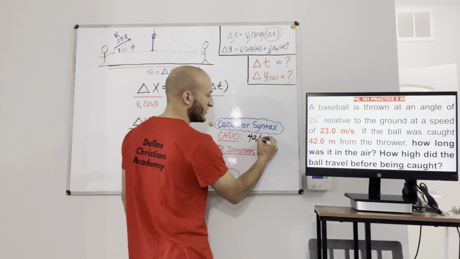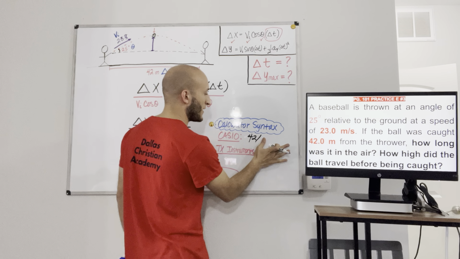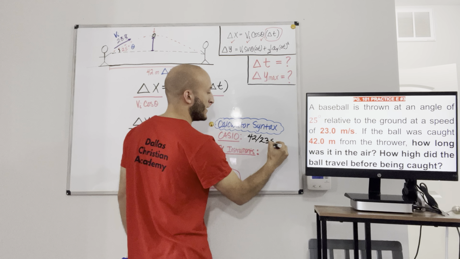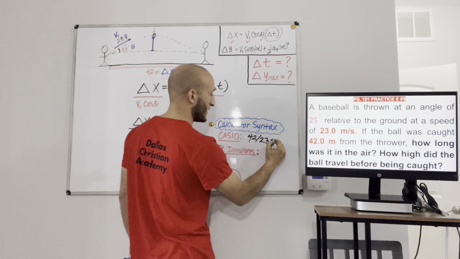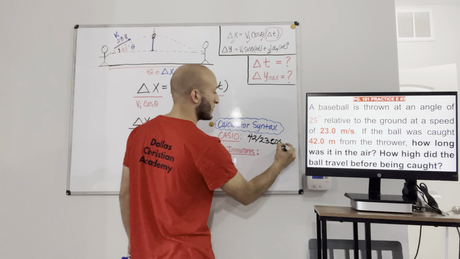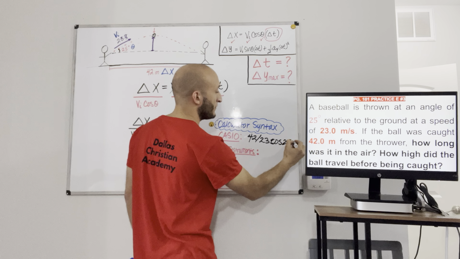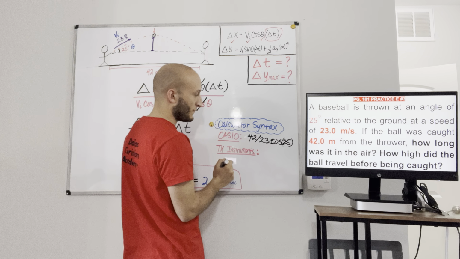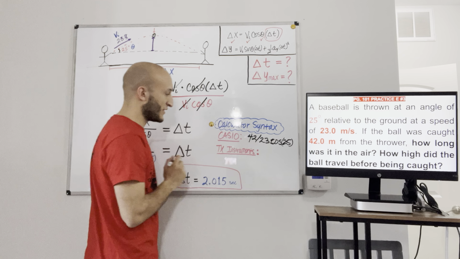But with Casio, you can just go ahead and type 23, and then we have cosine, cosine 25. The 25 is gonna have parentheses. We close them, and you should get the right answer.